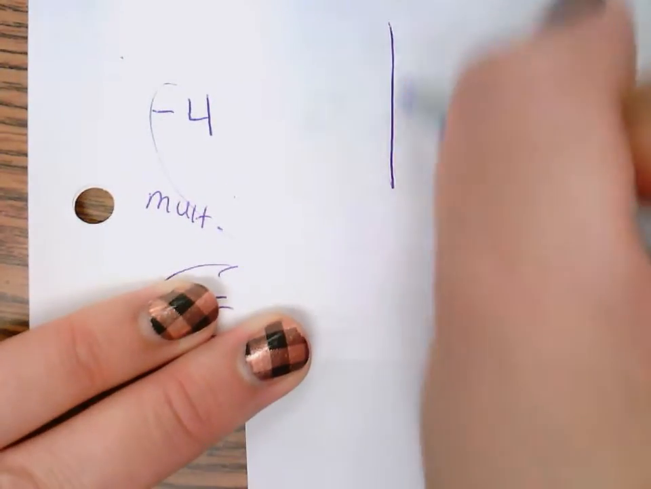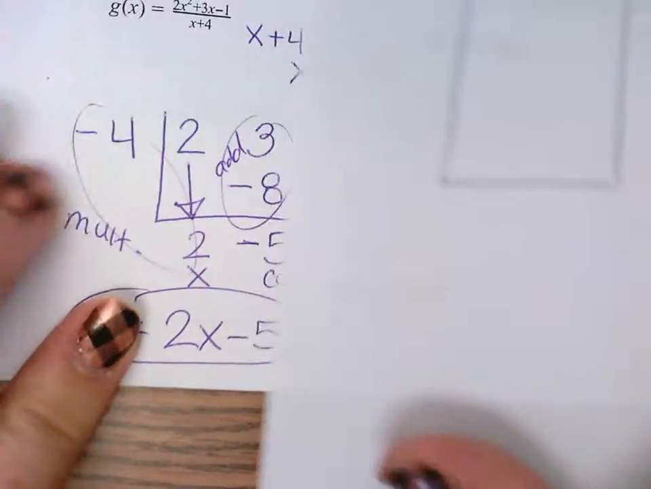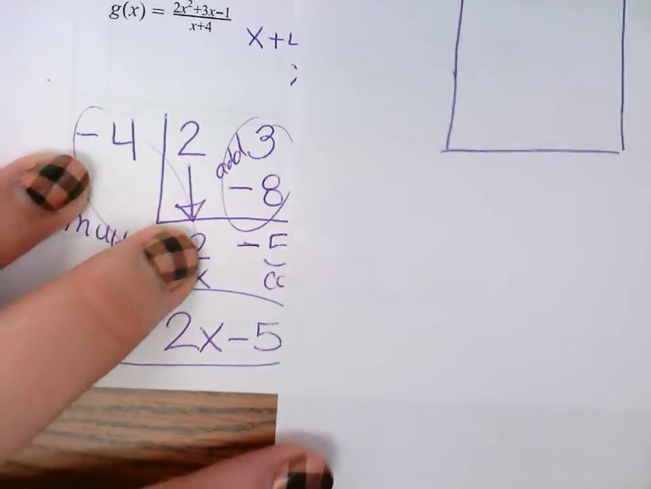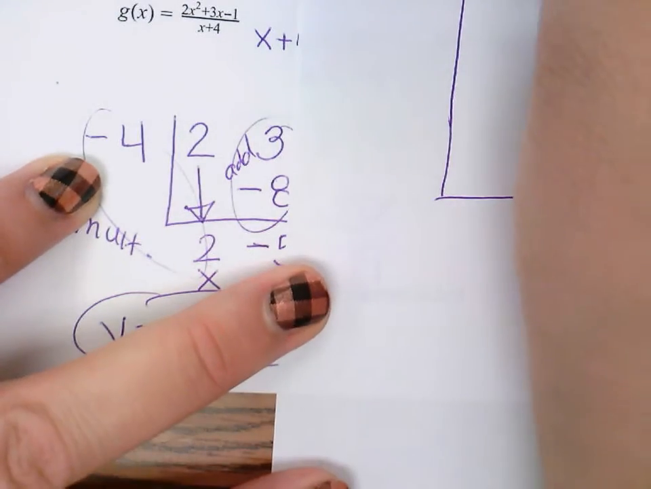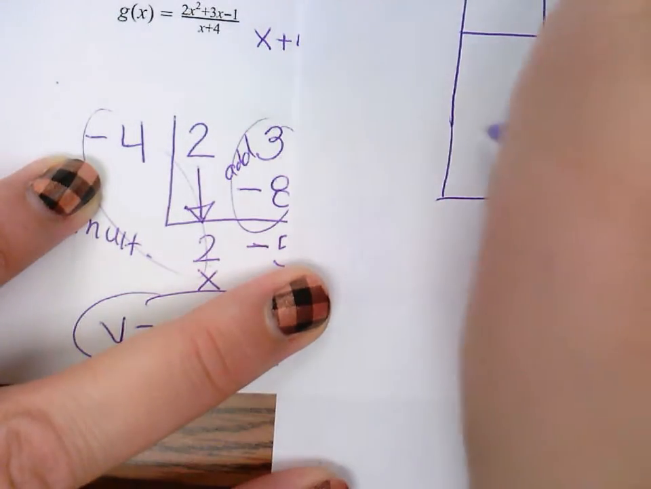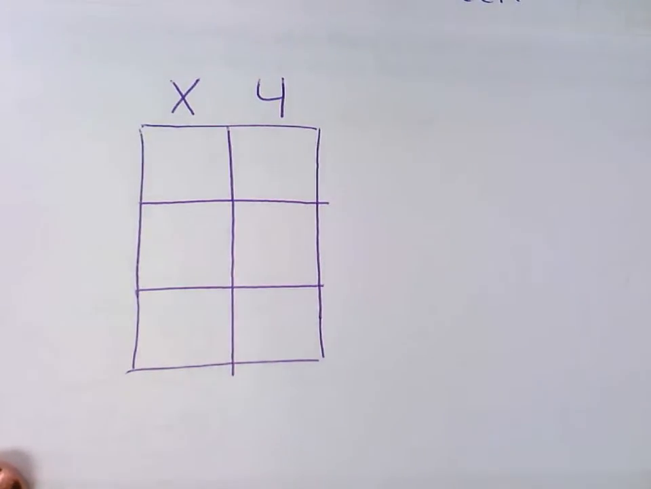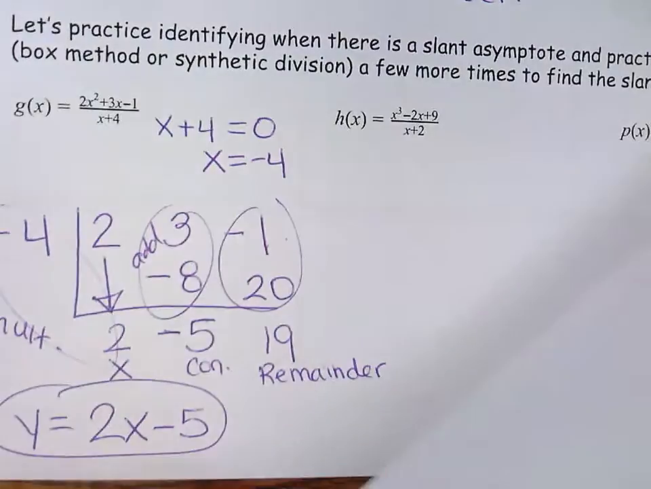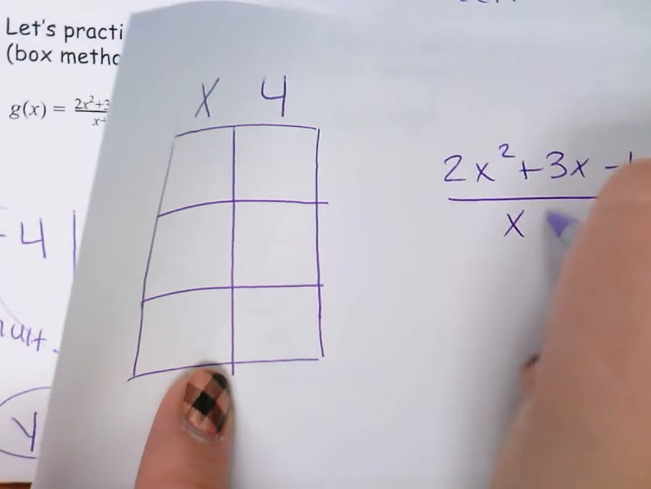So the next method that we at least learned at Kennett was something called the box method. For the box method, what you do is you put your divisor on the outside of the box. Oops, sorry, you can't see that. All right, so there's my divisor on the outside of the box, right? We're trying to do the problem 2x squared plus 3x minus 1 divided by x plus 4.